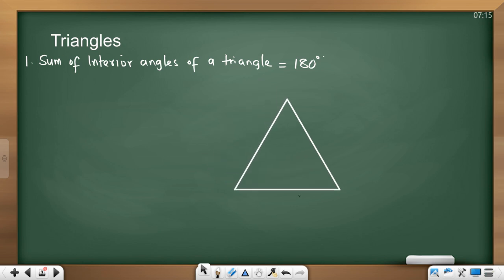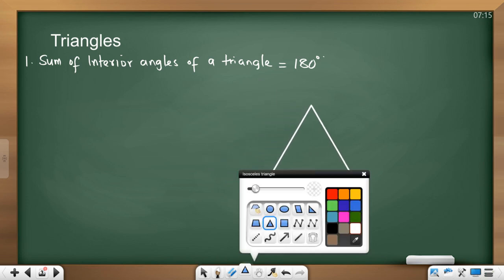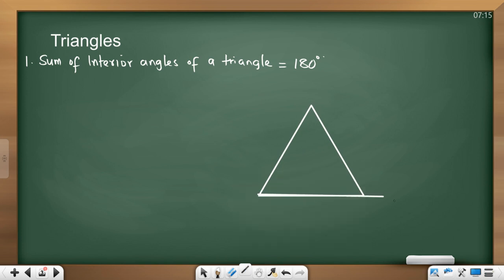If I were to add all the interior angles in this triangle, I will have 180. So let's call this A, let's call this B, let's call this C, and let's call this line D. Basically we're saying angle A plus angle B plus angle C should be equal to 180 degrees. That is very, very key. I'm going to call this 1 and 2. That is very key. Basic number 2.